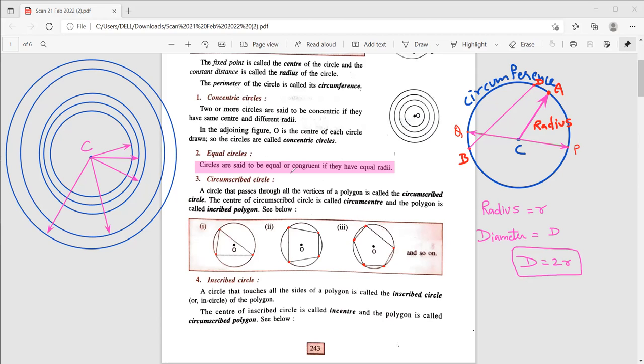So when do we have a circumscribed circle? A circumscribed circle is the one where the vertices of the polygon are lying on that circle. You can read here, a circle that passes through all the vertices of a polygon is called a circumscribed circle. The center of the circumscribed circle is called the circumcenter, and the polygon is called an inscribed polygon. Okay. Next.